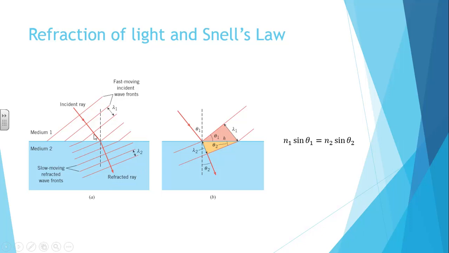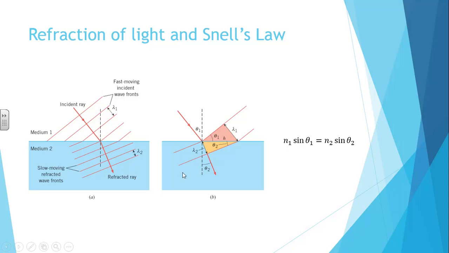And we can actually relate the angle here and the angle here to the indices of refraction of the two mediums. This is what's called Snell's law. What it says is if I know the index of refraction of medium 1, n1, and I know the incident angle in medium 1, which I'm going to call theta 1, and I know n2, the index of refraction of medium 2, I can calculate the refracted angle. So what this says is n1 sine of the incident angle equals n2 sine of the refracted angle.